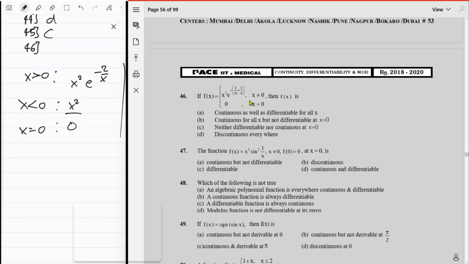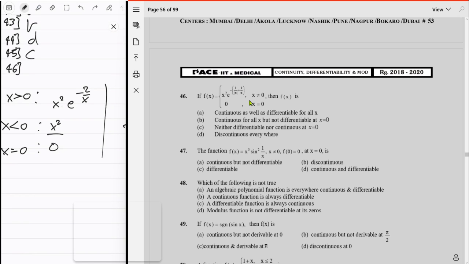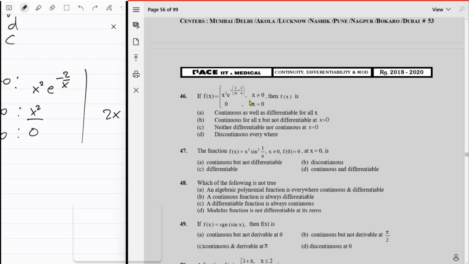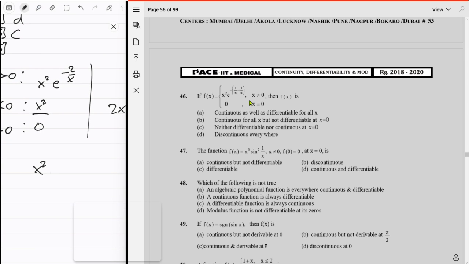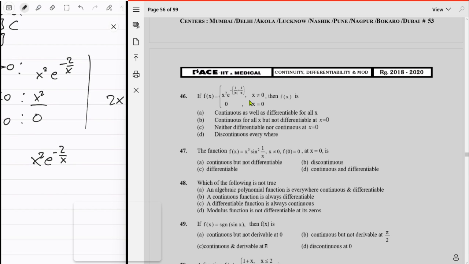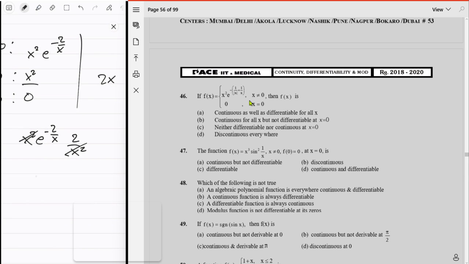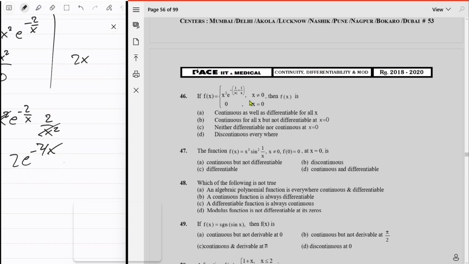This doesn't make sense because it's just a single point. The derivative over here, you will just have x square e power negative 2 upon x, and then the difference, that guy, which is what? Negative 2 upon x square, okay, fine, just 2 upon x square, right?